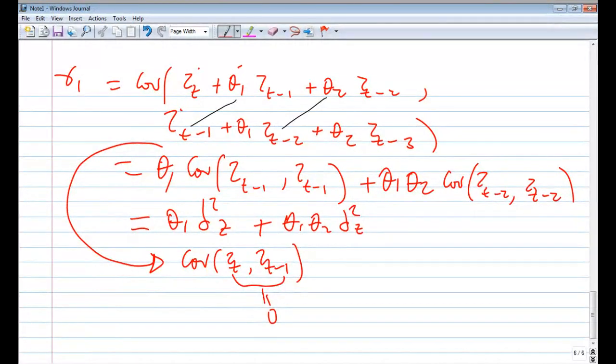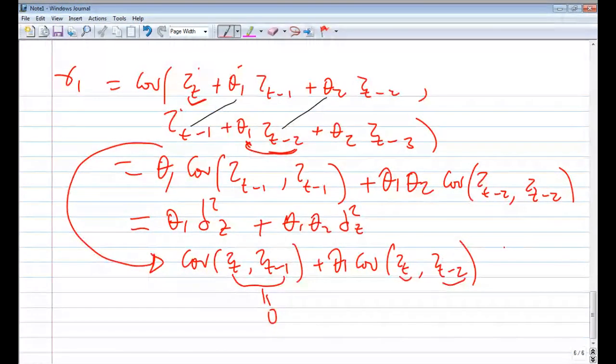The same applies to the covariance of zt again. You can take zt again, the covariance of zt and theta 1 zt minus 2, this one and this one. Because you have the constant there, you take it out as theta 1, then the covariance of this zt and this zt minus 2. You see now, this one and this one are independent, so their covariance is going to give you 0. So that is why we left it out, because it's going to take up space anyway.